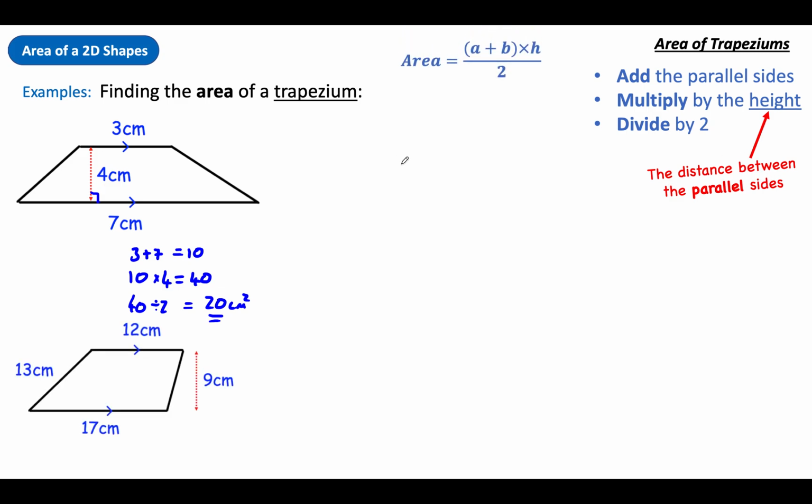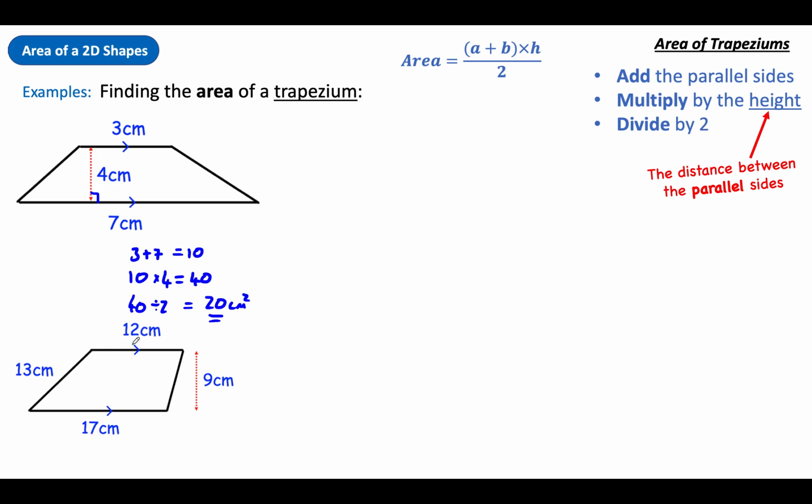Okay, and it can look like this, because actually, let's think. This is doing exactly the same thing I'm doing. Adding my parallel sides, that's A plus B. Timesing it by the height, whatever the answer to that is, and then halving it. But you could still write it down in 3 steps if you wanted. I might do both here.